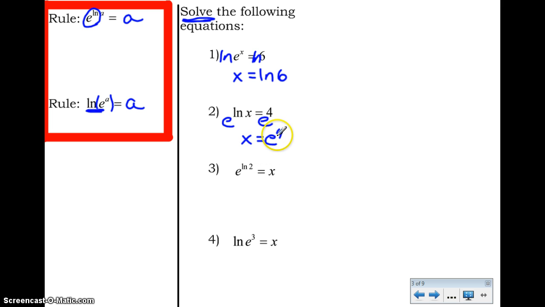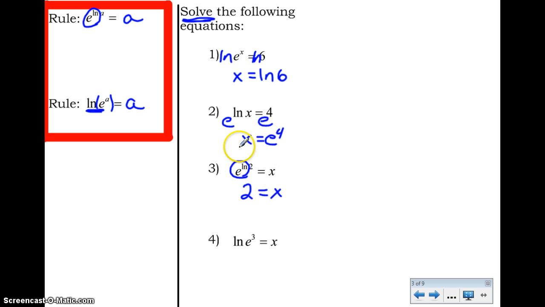Again, e to the 4th power is an acceptable answer, but if you would like to find a decimal approximation, I can also put that in my calculator. Number 3, I have an e, and my e is raised to the ln. If I look right here, I already have my rule, my first rule, which means e to the ln will cancel, and I will get 2 is equal to x.